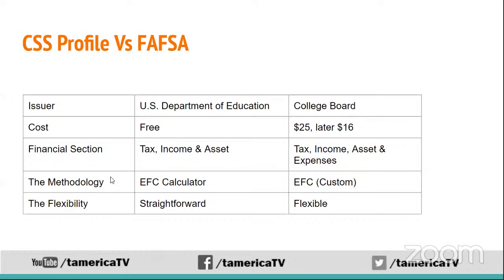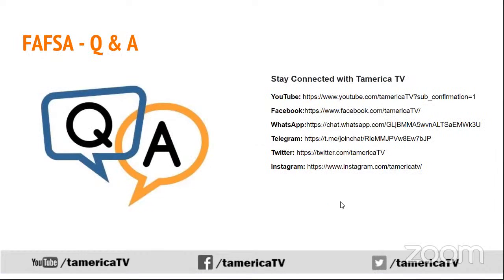Right? So in terms of flexibility, the FAFSA is very straightforward. Whereas in College Board, CSS profile, they have some sort of flexibility. They can always go back when you're trying to negotiate. They can always go back and tweak a little bit. All right, I think I covered most of the CSS profile related information. So now we are going to open this up for all the questions that you have.